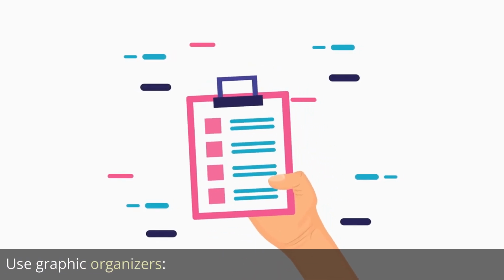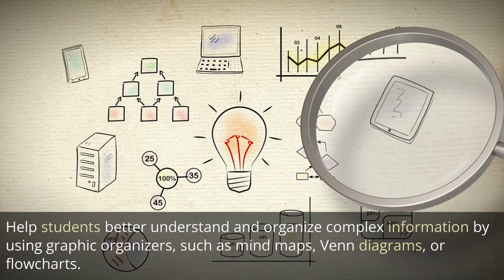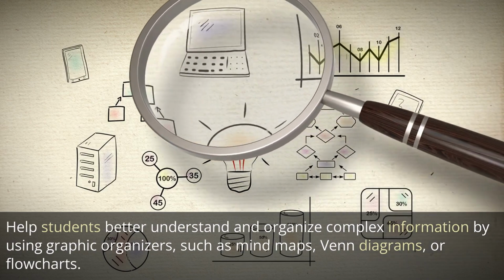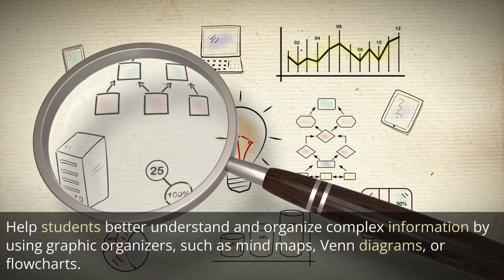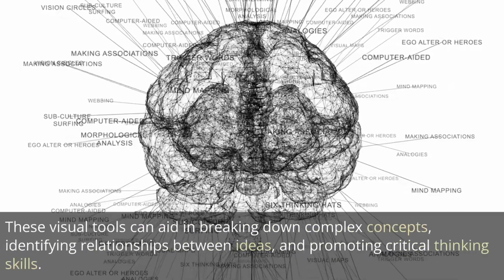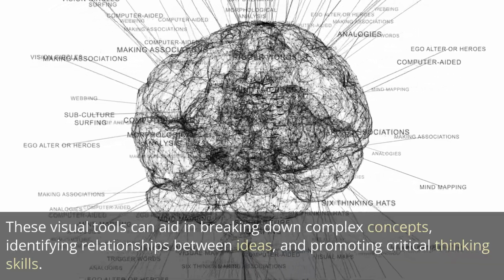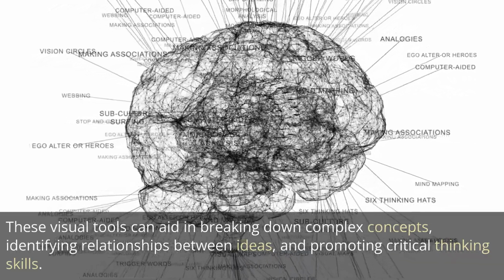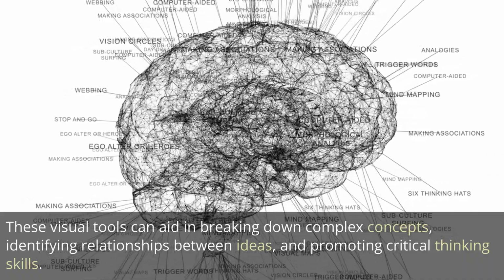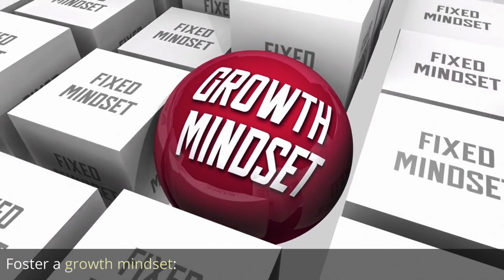Use graphic organizers. Help students better understand and organize complex information by using graphic organizers, such as mind maps, Venn diagrams, or flowcharts. These visual tools can aid in breaking down complex concepts, identifying relationships between ideas, and promoting critical thinking skills.